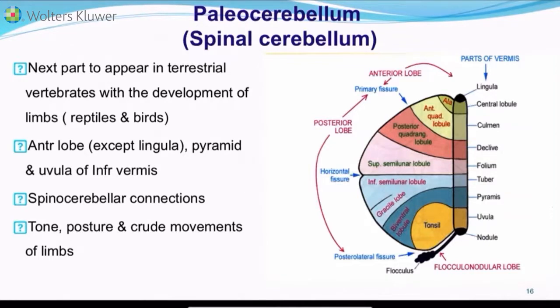The anterior lobe, except lingula, but including the pyramid and uvula of the inferior vermis, will form the components of paleocerebellum or spinal cerebellum. It is concerned with spinocerebellar connections, which maintain tone, posture and crude movements of limbs. So paleocerebellum is the next part to appear in terrestrial vertebrates with the development of limbs in reptiles and birds. It includes the anterior lobe except lingula, but the pyramid and uvula of the inferior vermis have more spinal cord connections to maintain tone, posture and crude movements of limbs.